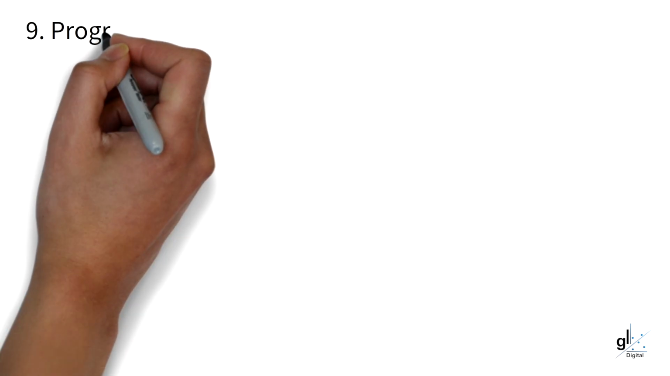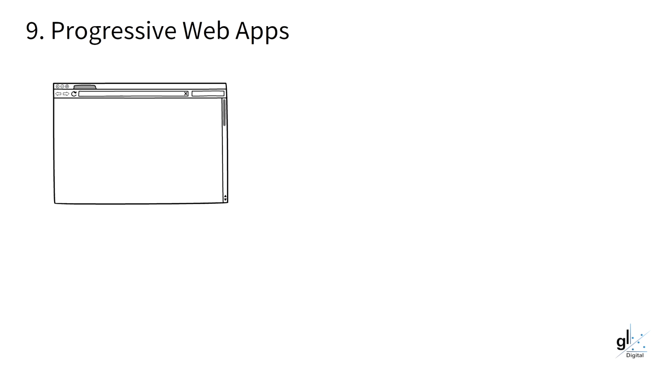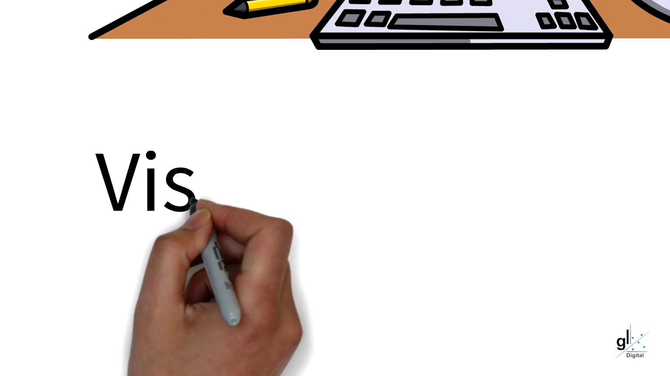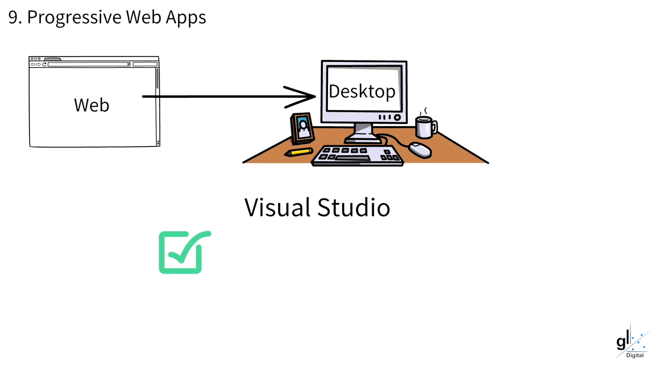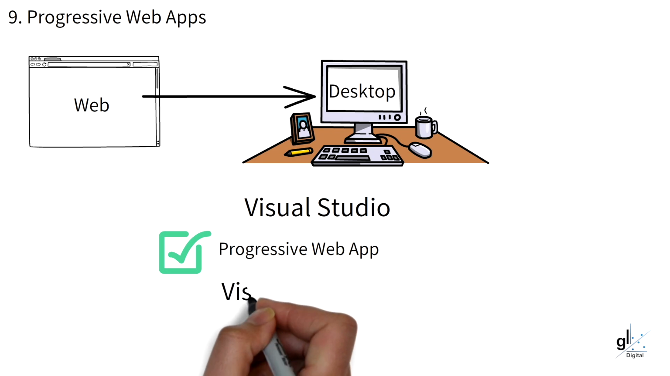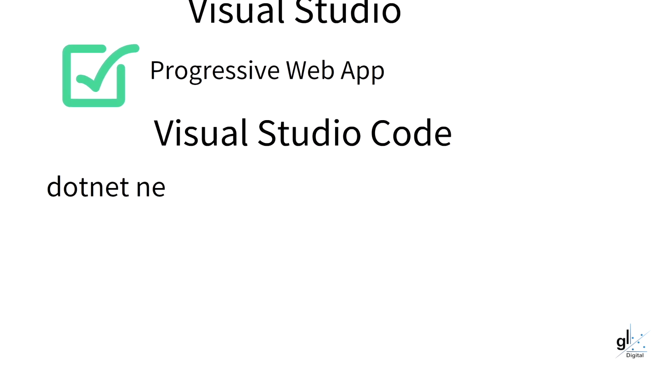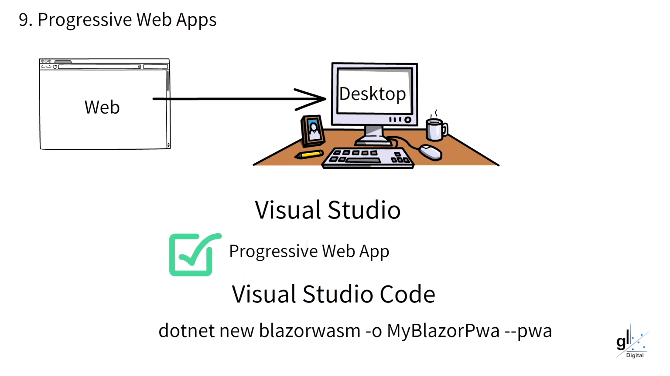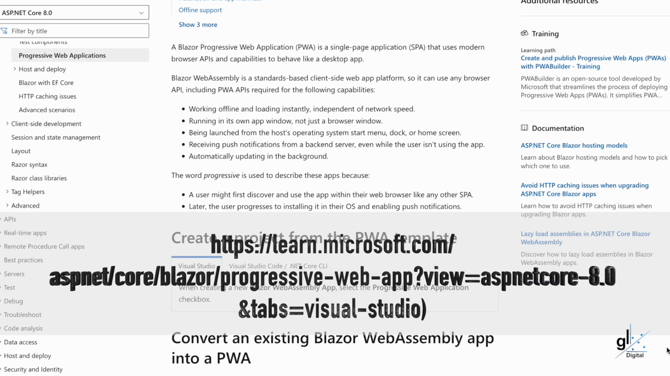Number 9, progressive web apps. With progressive web apps, you can easily make your Blazor WebAssembly apps behave like desktop apps. This can be done through Visual Studio simply by checking a checkbox labeled Progressive Web Application during the project creation process. If you are using Visual Studio Code, you can run a CLI command like this to turn your Blazor WebAssembly app into a progressive web app. Let's navigate to this URL on the Microsoft Learn platform and read a bit about progressive web apps.